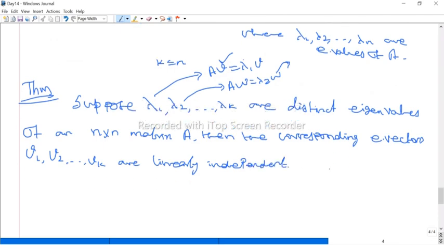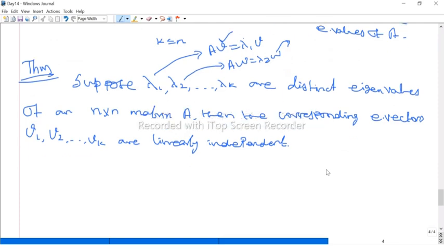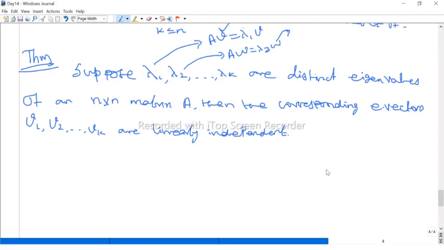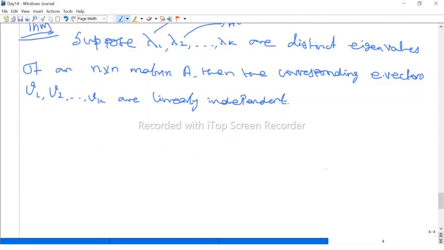Now, suppose in an n by n matrix, all n eigenvalues are distinct. Then all n eigenvectors are also linearly independent. In that case, A is diagonalizable. That is the next theorem. Suppose all the eigenvalues are distinct, then the eigenvectors are linearly independent. Otherwise, we can say, suppose the eigenvectors are linearly independent for an n by n matrix.